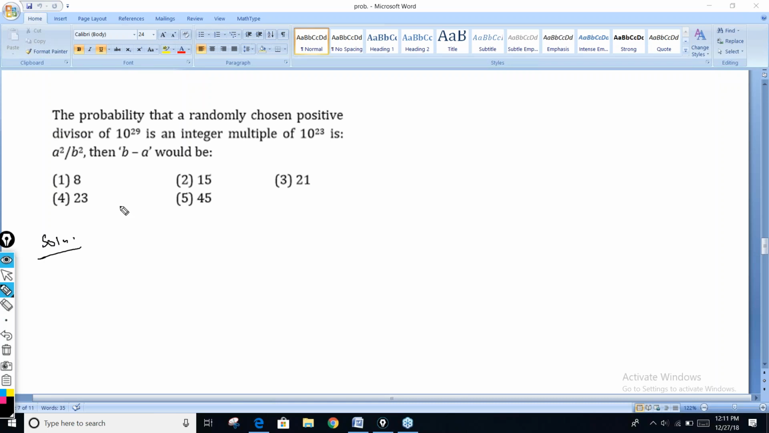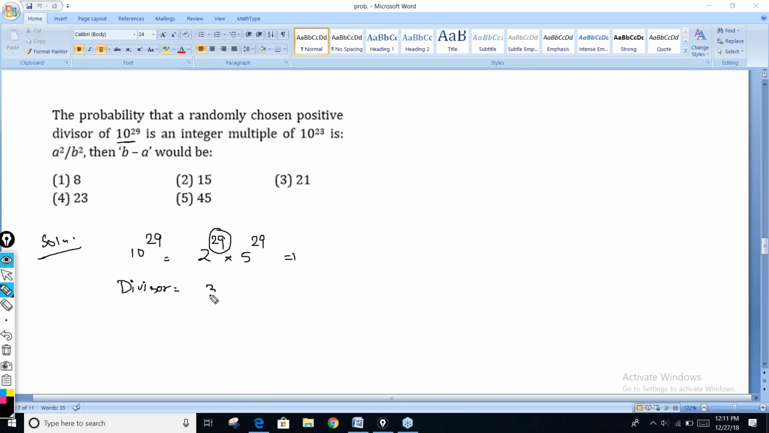Now the question says the probability that a randomly chosen positive integer, positive divisor of 10 raised to power 29. Now can you tell me how many positive divisors are there? This question is mixed with numbers. So I'm sure you know how to find the positive divisors. If you factorize 10 raised to power 29, it is 2 raised to power 29 into 5 raised to power 29. And for finding the divisors, we multiply the powers after adding 1 in the power, because we take 2 raised to power 0 also into picture.